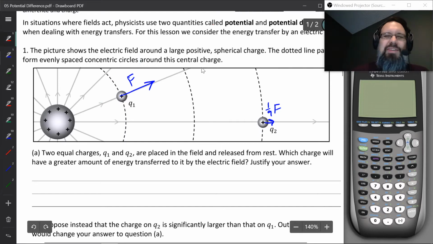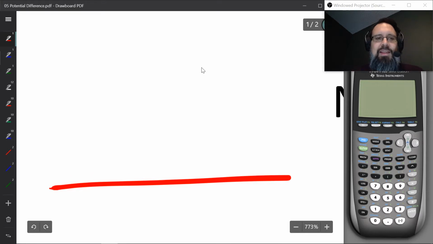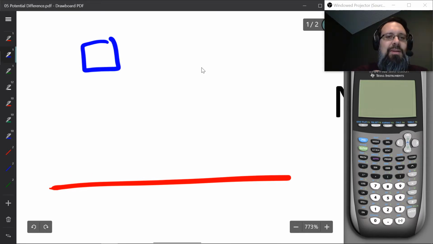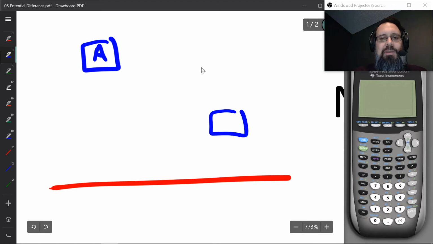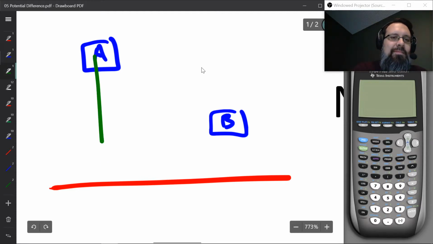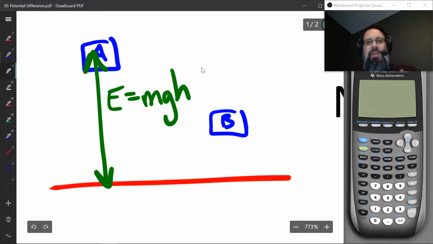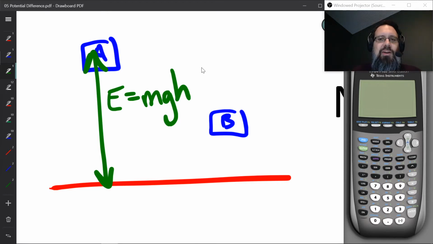I mean, this is kind of weird because it's sort of the opposite of how gravity worked, right? So if I have an object like this and I say, all right, I have two objects. One, this is object A, and then down here, this is object B. And I said, okay, which object will have more energy transferred to it when it falls? What would you guys say? A. A, and why? It has more potential energy. Right, because mgh. Now, see, what's weird is with electricity, we can set up situations where actually the greater distance is not the greater energy transfer.